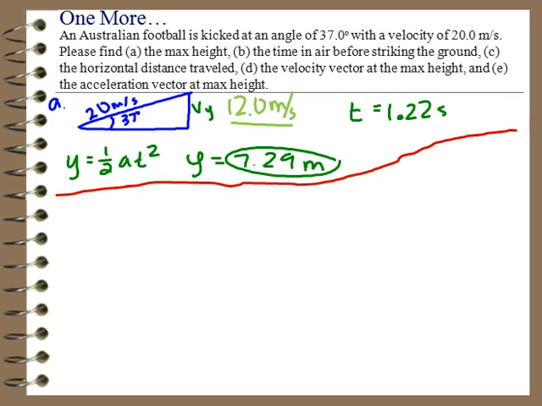Let's find B next. B, the time in the air before it strikes the ground. So that's the full parabola. All of our formulas only go for half of a parabola, so we will have to double the time, which is 1.22 seconds. We'll have to double that to get the full time that it is up in the air.